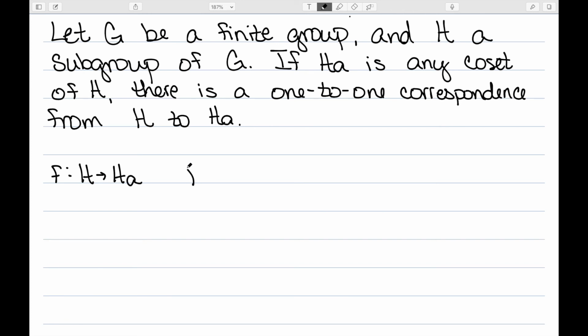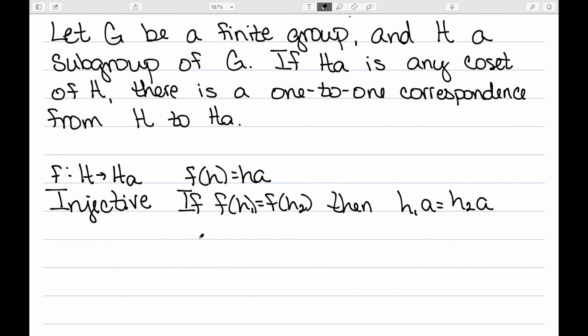The easiest way to define this is f of h is equal to hA. So A is going to be remaining fixed while h varies over all of the elements in this subgroup. In order to show this is a one-to-one correspondence, I need to show both injective and surjective. Let's start with injective. For injective, we start by assuming f of h1 is equal to f of h2. That means h1A is equal to h2A. Multiplying both sides on the right by A inverse, we get h1 is equal to h2. So yes, this is injective.